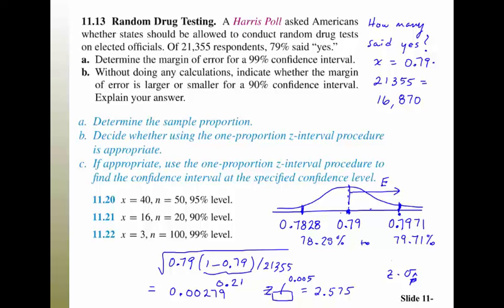Yeah, so you could take either one of these. You could take, say, the upper limit and subtract 0.79. So it'd be E equals 0.0071, or 0.71%. So this poll has a margin of error of 0.71%, meaning we're 99% confident that our true population proportion is within 0.71% of 0.79, or within 0.71% of 79%.